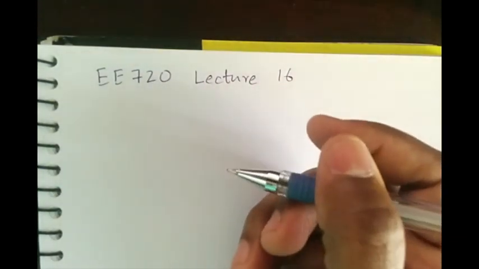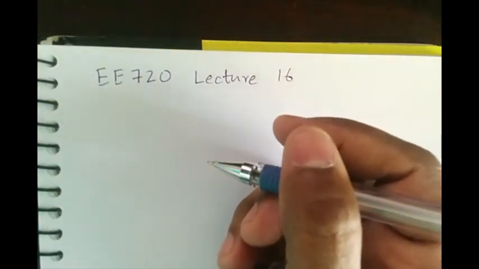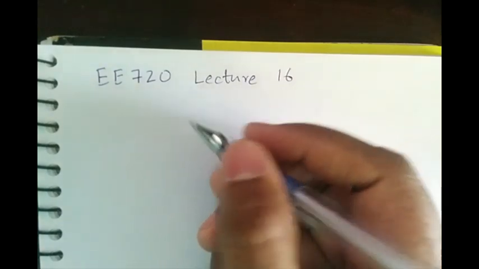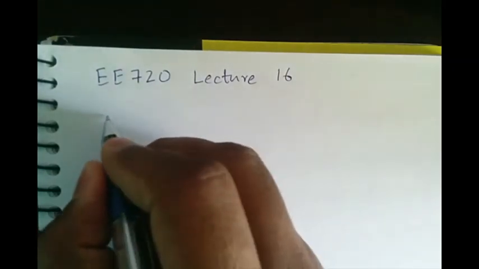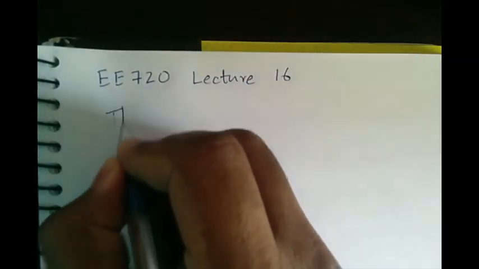Welcome to lecture 16 of EE720. So today we are going to discuss a specific kind of group, the group Zn star.